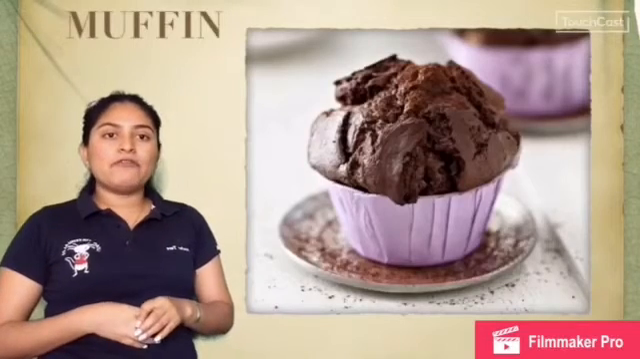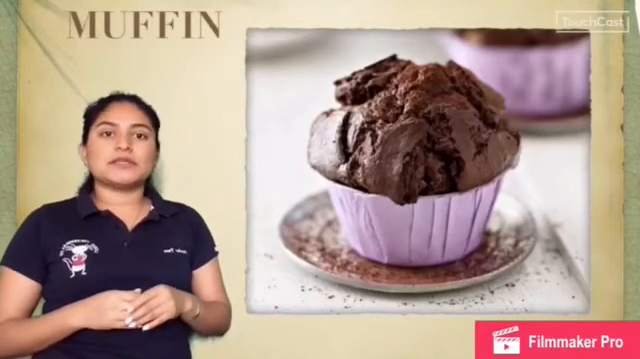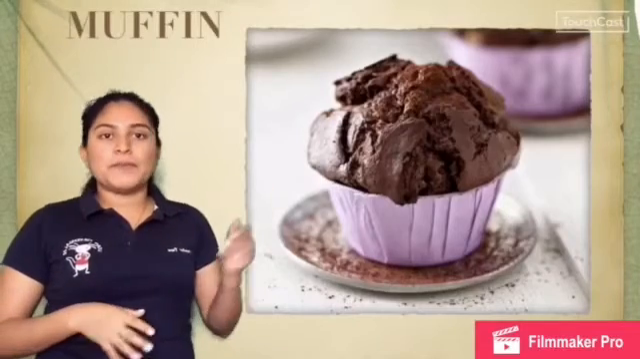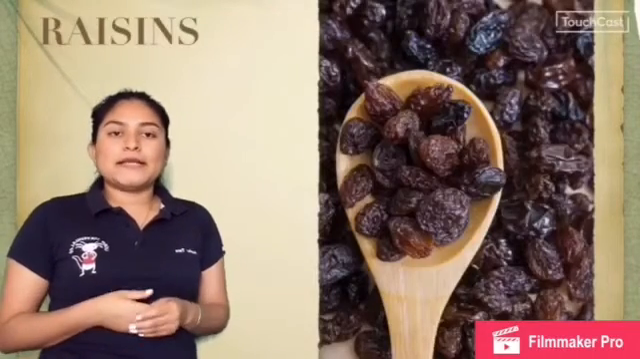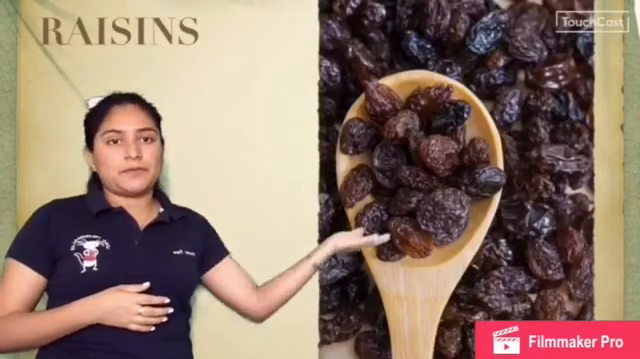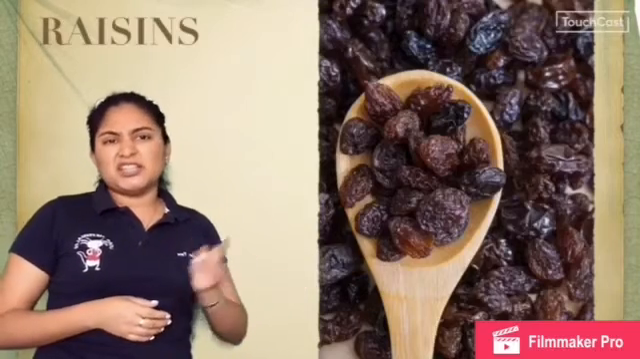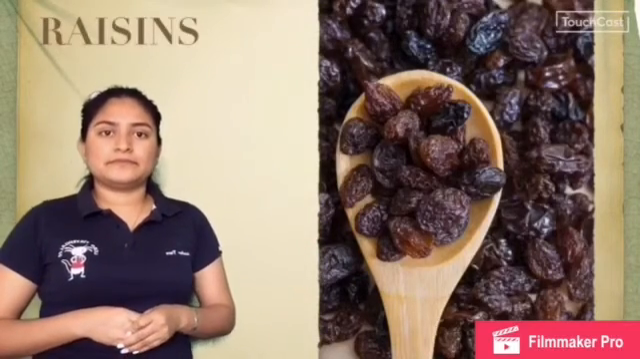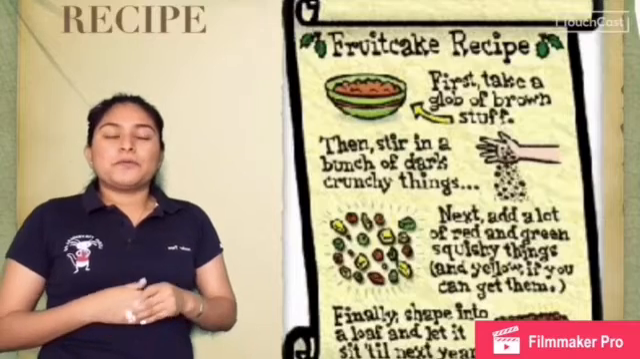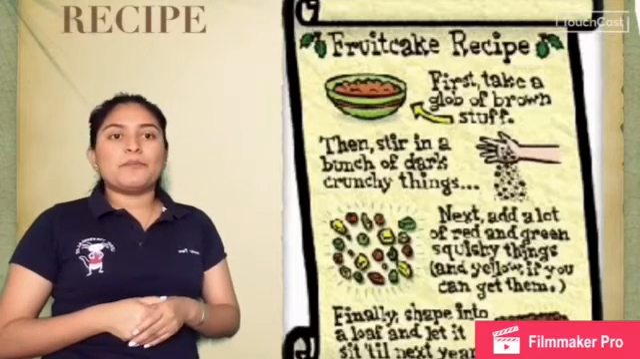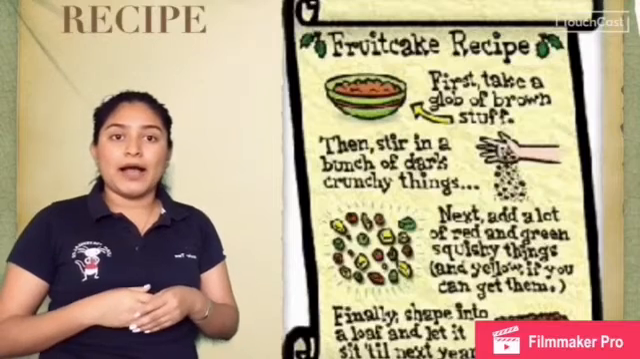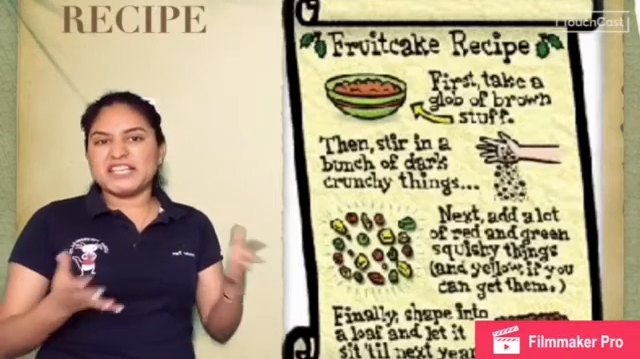Muffin. The muffin is a delicious bread. For example, I love the muffin. Raisins. These are raisins. I don't like the raisins in my food. Recipe. The recipe is a process that you have to follow to make a food or a dish.